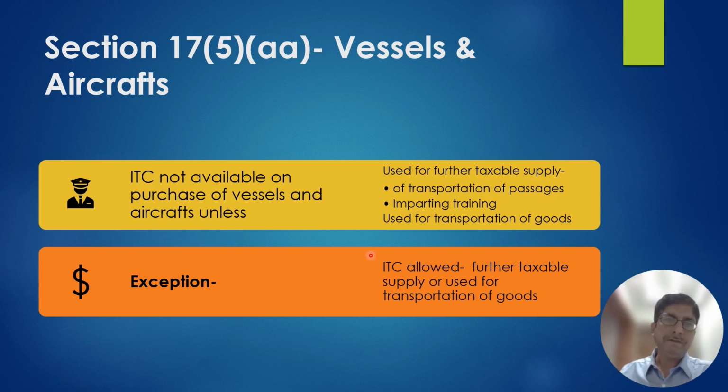Okay, let's move on to the next. Section 17(5)(a), vessel and aircraft. The credit is not available on purchase of vessel and aircraft. The GST paid on purchase of vessel and aircraft, the credit is not available under section 17(5)(a) of the CGST Act. There are exceptions. What are those exceptions?